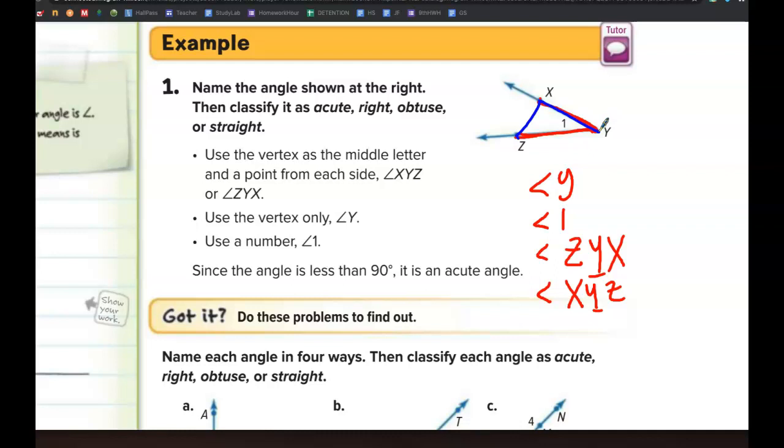Questions about that? Then it says to classify the angle as acute, right, obtuse, or straight. So looking at the picture, is it bigger, smaller, equal to 90? Smaller, so it has to be what? Acute. Questions about that? A, B, C, go. You have to name it in 4 ways and then classify it.